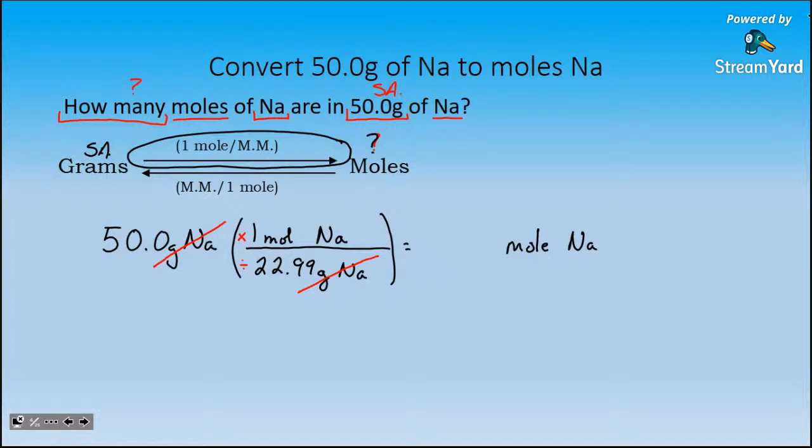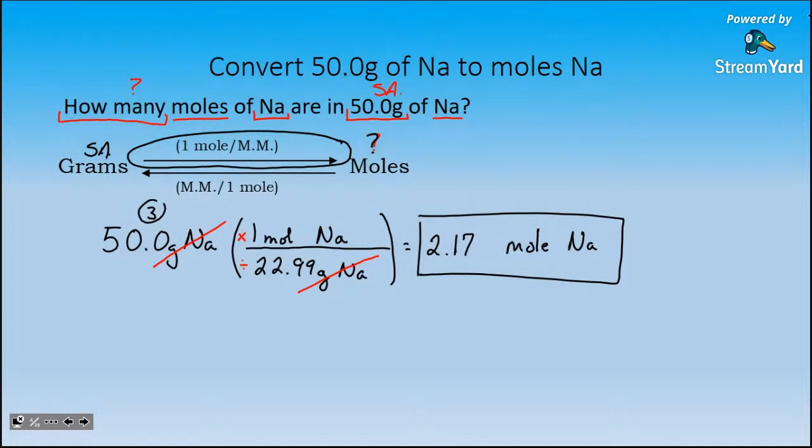Now I can do the numerical math. I'm going to type into my calculator 50.0 times 1, which you really don't have to multiply by 1, and then divide that by 22.99. Hit enter, and I get a final answer of 2.174, but the 4 does not round the 7. So my final answer is 2.17 moles of sodium. The reason why I round it to simply 2.17 is because my starting amount has 3 significant digits, which means my final answer needs 3 significant digits. So there is my calculation for moles of sodium.